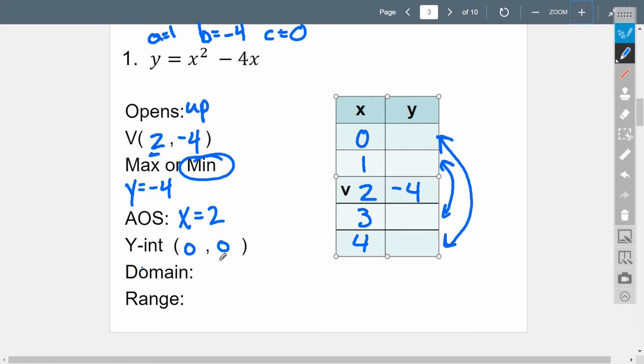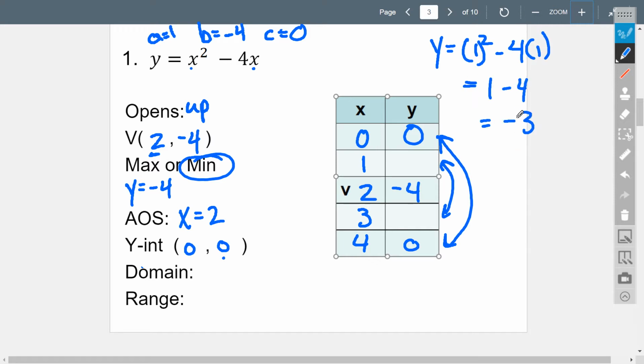Well, I already know what happens when I plug in 0. I get 0. So this one's (0, 0), and this one has a y-coordinate of 0 as well. Next, let me plug in 1. So I'm going to plug 1 into the equation. So 1 squared minus 4 times 1. So 1 minus 4, which is negative 3. So this is (1, negative 3), and this is (3, negative 3). And you can double check 3: 9 minus 12 is negative 3.